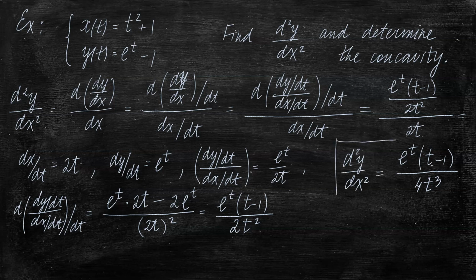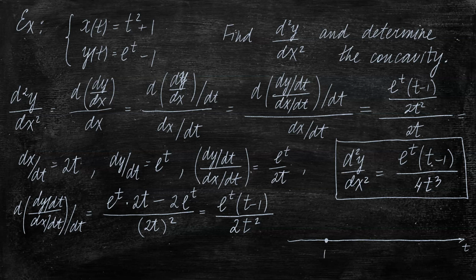And now, what do we do with the second derivative? We usually use it to determine the concavity, and to determine the concavity, we're going to do the sign analysis of this function. So e to the t is always positive, so it doesn't affect the analysis of the sign. So we're only going to consider the t minus 1 term and the t term in the denominator.